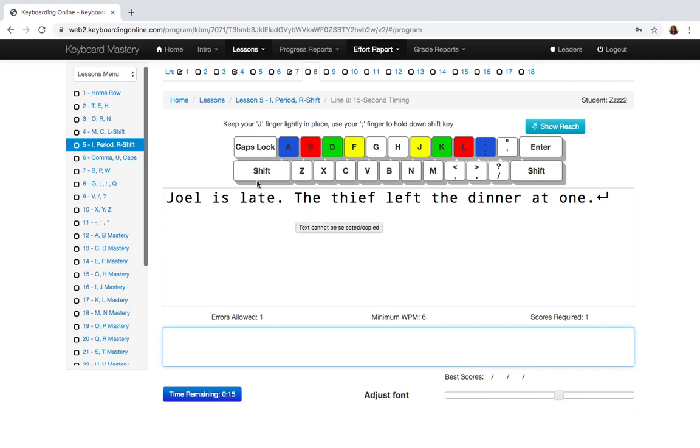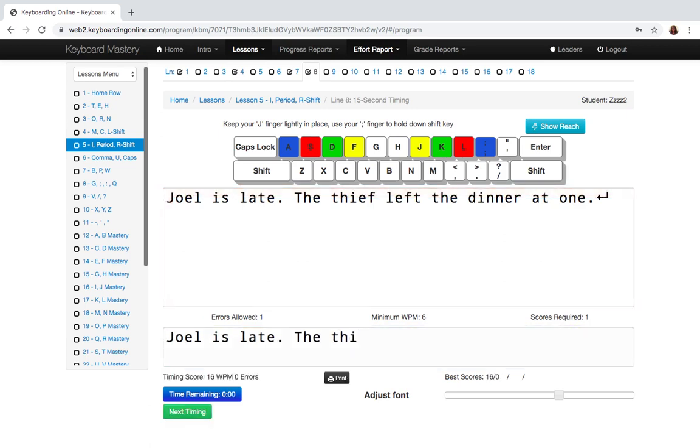So now we have a sentence. At the end of a sentence, we always use a form of punctuation. In this case, we have a period, and there is 1 space after the period. So let's practice this. I'm going to use my left shift, so you want to kind of look ahead before you strike the first key. So that means I need to depress my left shift key and strike J. So left shift, J, O, E, L, space, I, S, space, L, A, T, E, period, space. Right shift, cap, T, H, E, space, T, H, I, and that's as far as I got.